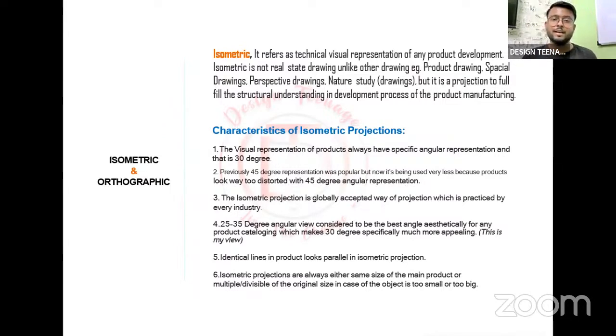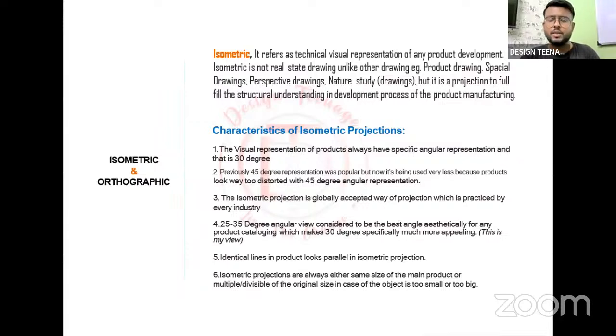Quite confusing, right? So over here, what is being told in terms of this textual format, or what you see in terms of text, is very simple. It tells that isometric drawing is actually not a technical representation of a product. It is a technical representation of any product development. It's not a real state drawing.